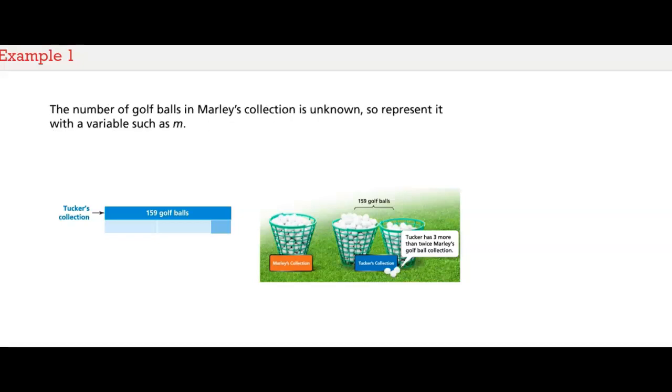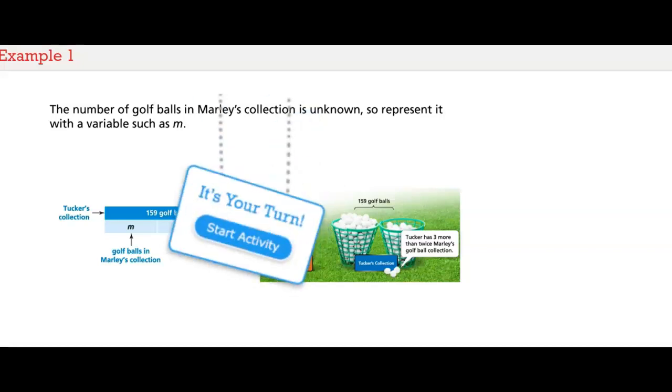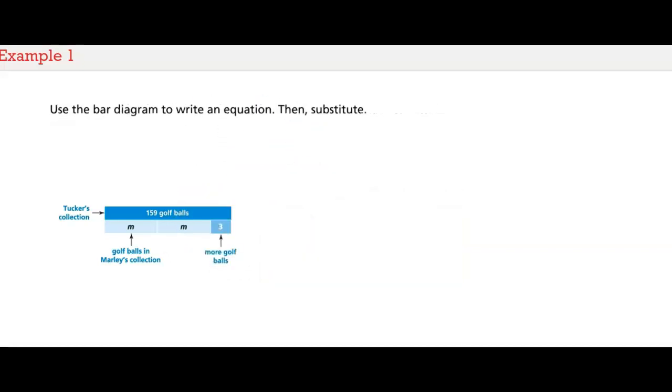The number of golf balls in Marley's collection is unknown, so we should represent it with a variable. Let's use M to represent Marley's collection. That's twice Marley's golf ball collection plus 3 more. So that last section of the diagram represents the 3 additional golf balls. We can use the bar diagram to write an equation. Tucker's collection is equal to twice Marley's collection plus more golf balls.